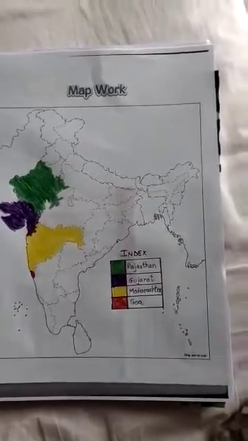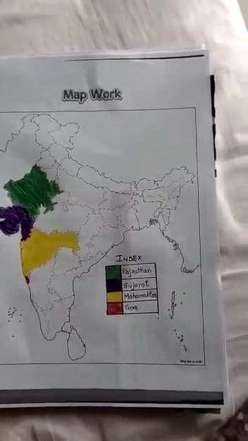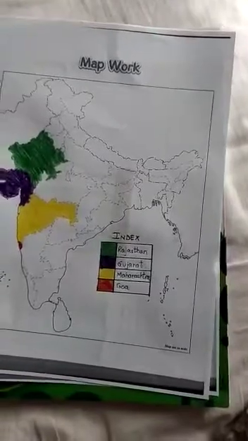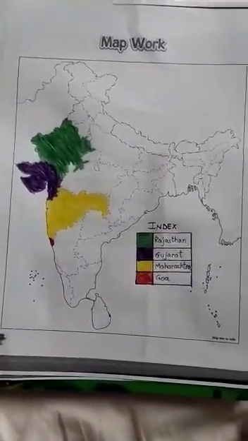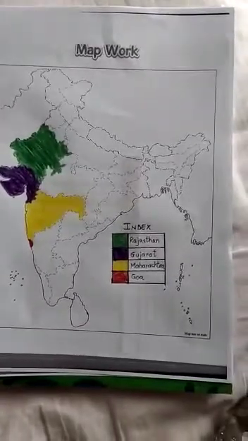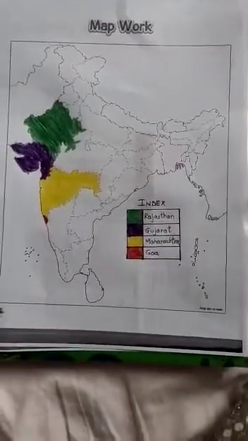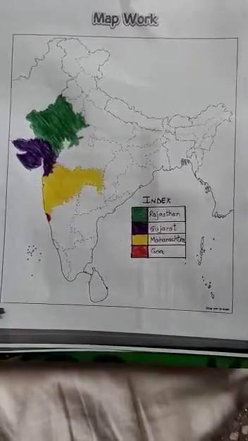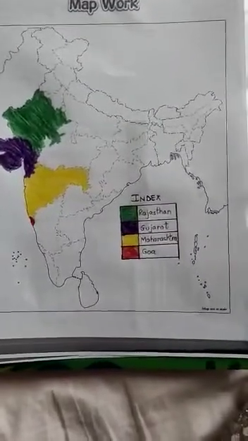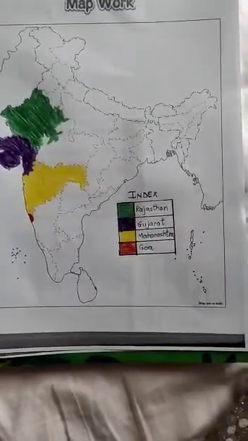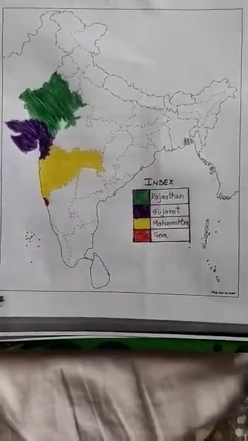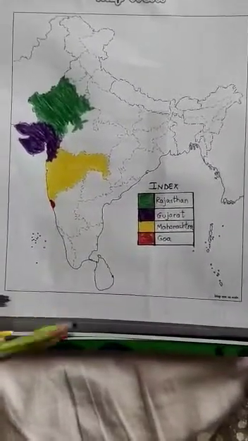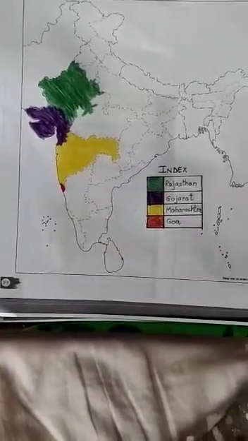The reason is children will be marking many more states. So we will require more number of political maps, right? So what you can do is take a Xerox of that page number 318 and use it, okay? So enjoy your map work, children, and make sure you don't change the colors. The color which you use in the index should be the same that you mark in the map.